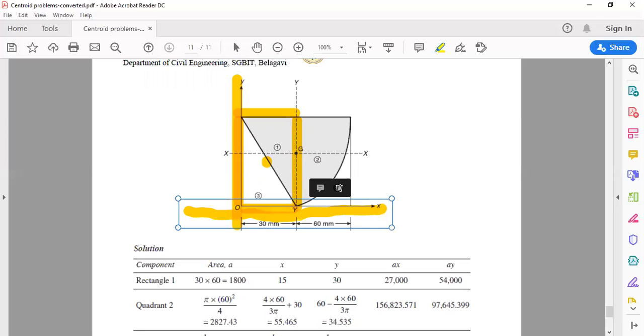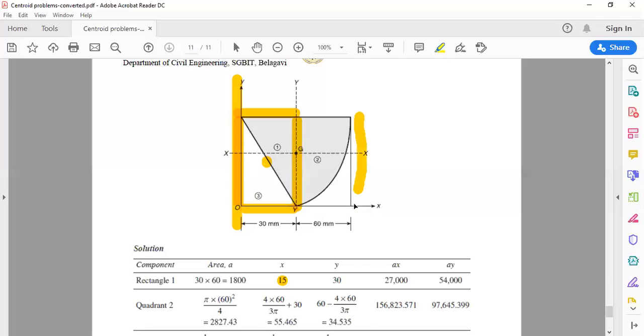X bar and y bar of this rectangle. So x bar is always measured from the y-axis, which is directly 30 by 2, which is 15. Similarly, y bar, which is measured from the reference x-axis. The total height is 60, so 60 divided by 2 will give me 30. So this is as far as the rectangle is concerned.